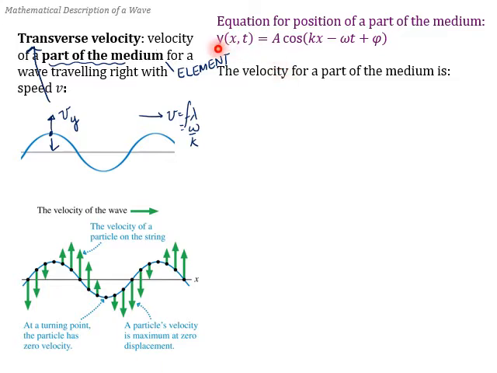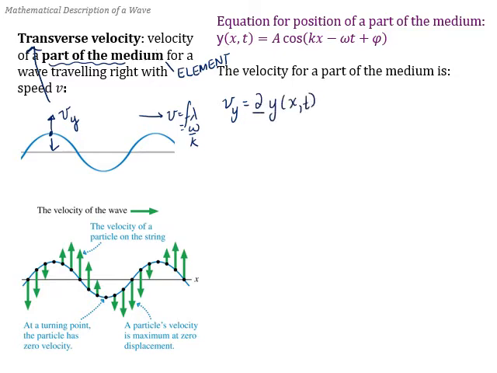Well, we know that the equation for position, or the height of the string, is amplitude times cosine of kx minus omega t plus phi. This is for a wave moving to the right. The velocity for each part of the medium then would be the derivative of the position. So the transverse velocity is equal to the derivative of the position function with respect to time. Except it's kind of a special derivative, and it's called a partial derivative.